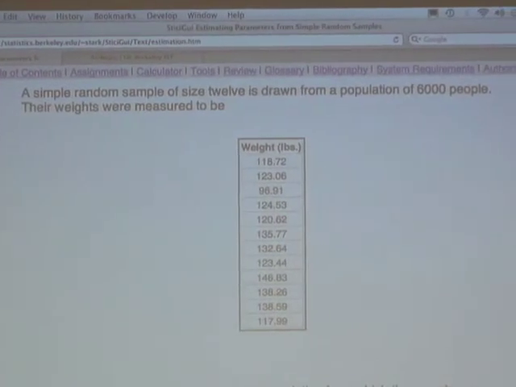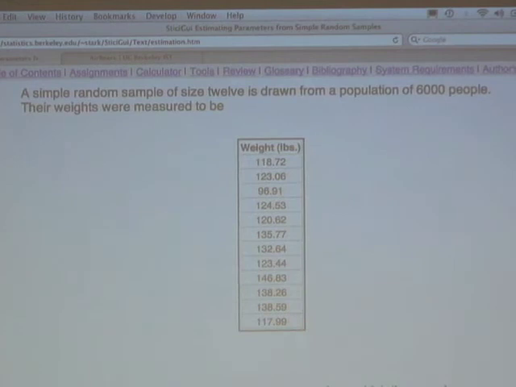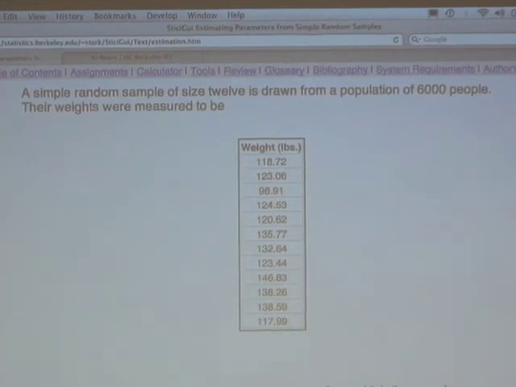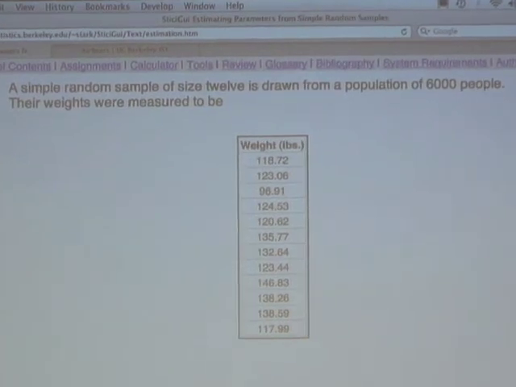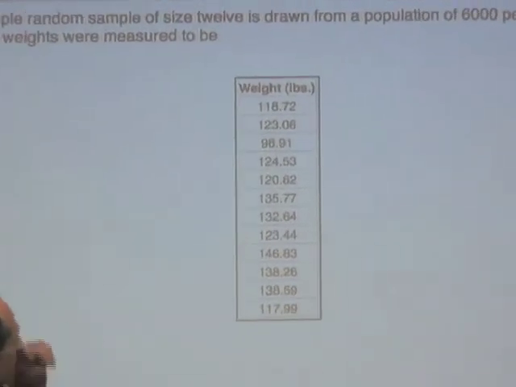If we have a box that has 6,000 weights in it, is that a 0, 1 box? No, right? Weights can be anything non-negative. Can't have negative weights, but other than that, we don't know a whole lot. All right, so here is a sample of 12 weights drawn from that box.